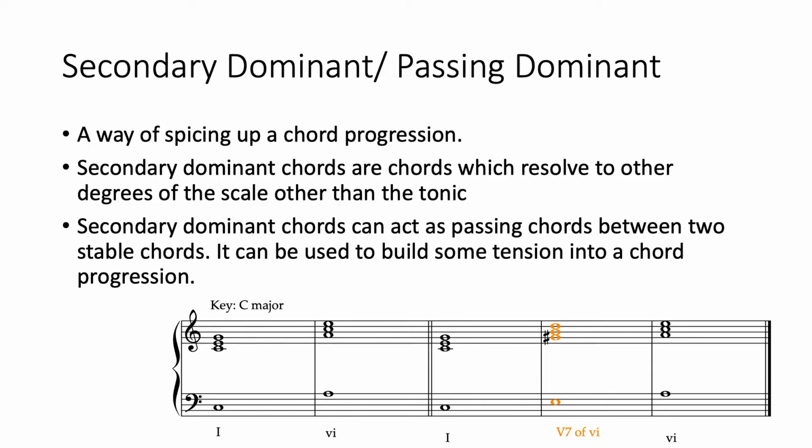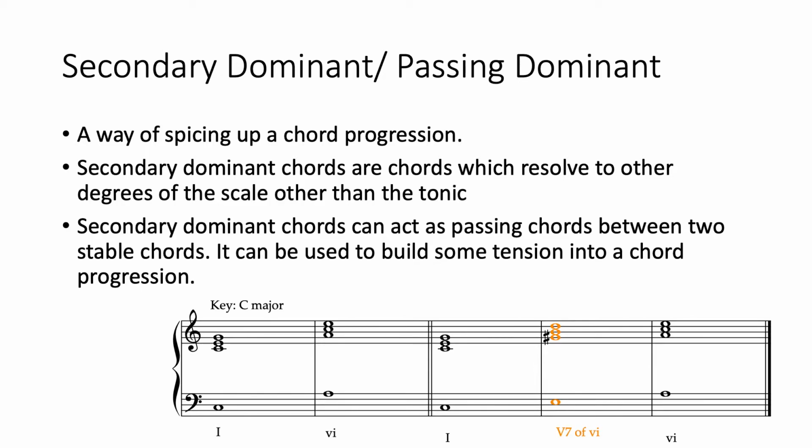So chord 6 is A minor, and the dominant of A minor is E major. So we'd use E dominant 7th to lead us to that A minor chord and add some tension into this chord progression. So here it is without the secondary dominant. And here it is with the secondary dominant. So there's 5/7 of A minor. So you can kind of hear that brings in some tension.